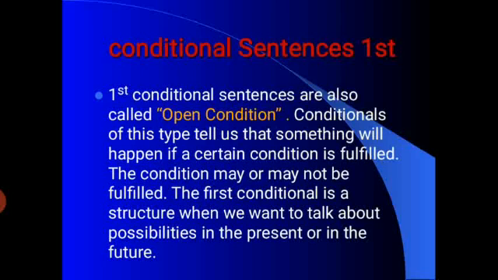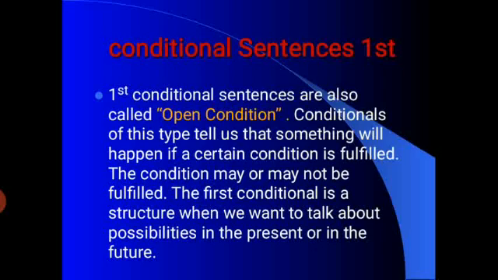Conditional sentences type 1. First conditional sentences are also called open condition. Conditions of this type tell us something will happen if a certain condition is fulfilled. The condition may or may not be fulfilled. The first conditional is a structure we use when we want to talk about possibilities in the present or in the future.